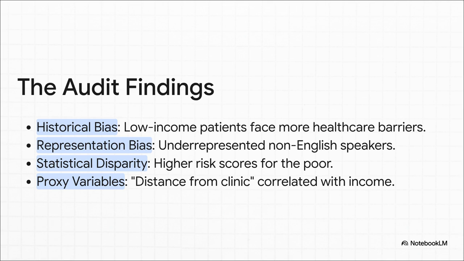So the data science team pulled out their toolkit, and what they found was evidence at every single turn. First, historical bias. The data reflected the simple truth that poor patients face more barriers to getting care. Then, representation bias. Their dataset was seriously short on non-English speakers. They also found a clear statistical disparity, with risk scores being way higher for the lowest income groups. And finally, they found the proxies. Things like distance from the clinic were just acting as a stand-in for poverty.